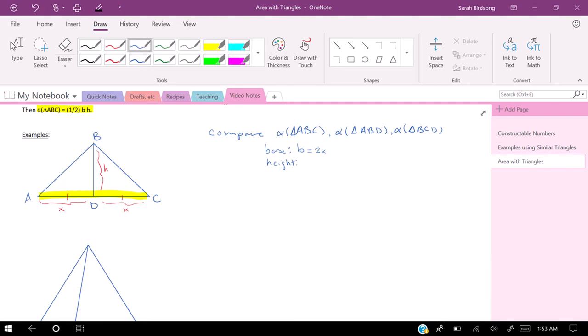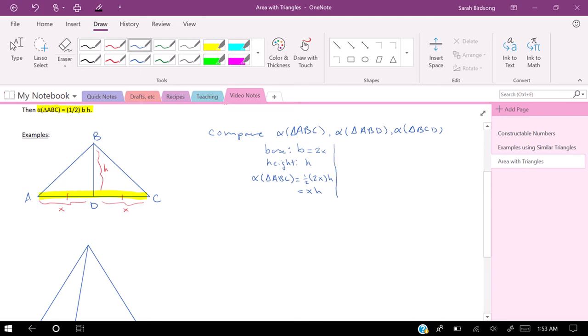So over here, when we look at the height, I'll just say the height here is h. Okay. Now, put that all together. This tells us that the area of triangle ABC is exactly the same as 1/2 times 2x times h. In other words, x times h.